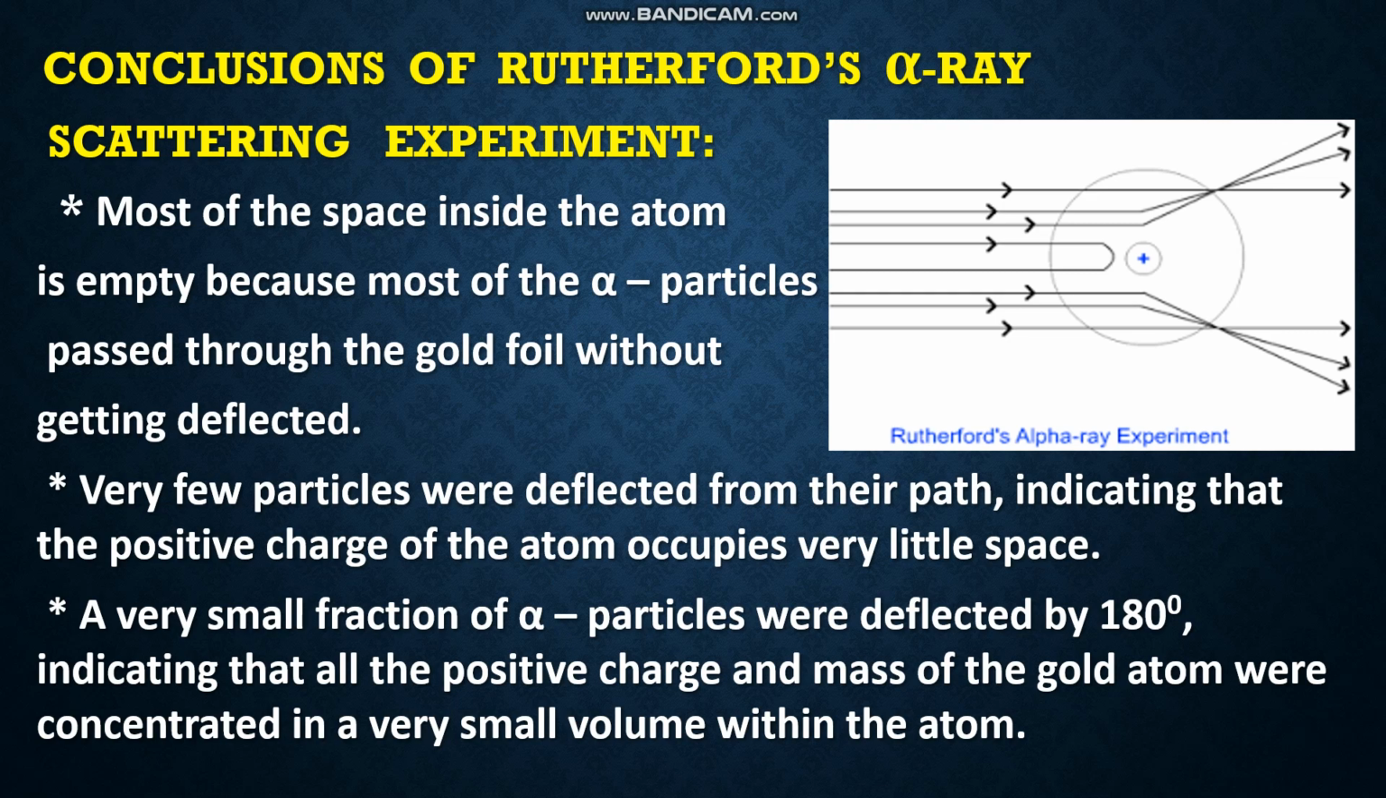All the positive charge and mass of the atom are concentrated in the center of the atom, that is called the nucleus. So we have seen the observation. From the observation he concluded. What was his conclusion? Most of the space inside the atom is empty. That's the reason most of the alpha particles were passing through without any deflection.